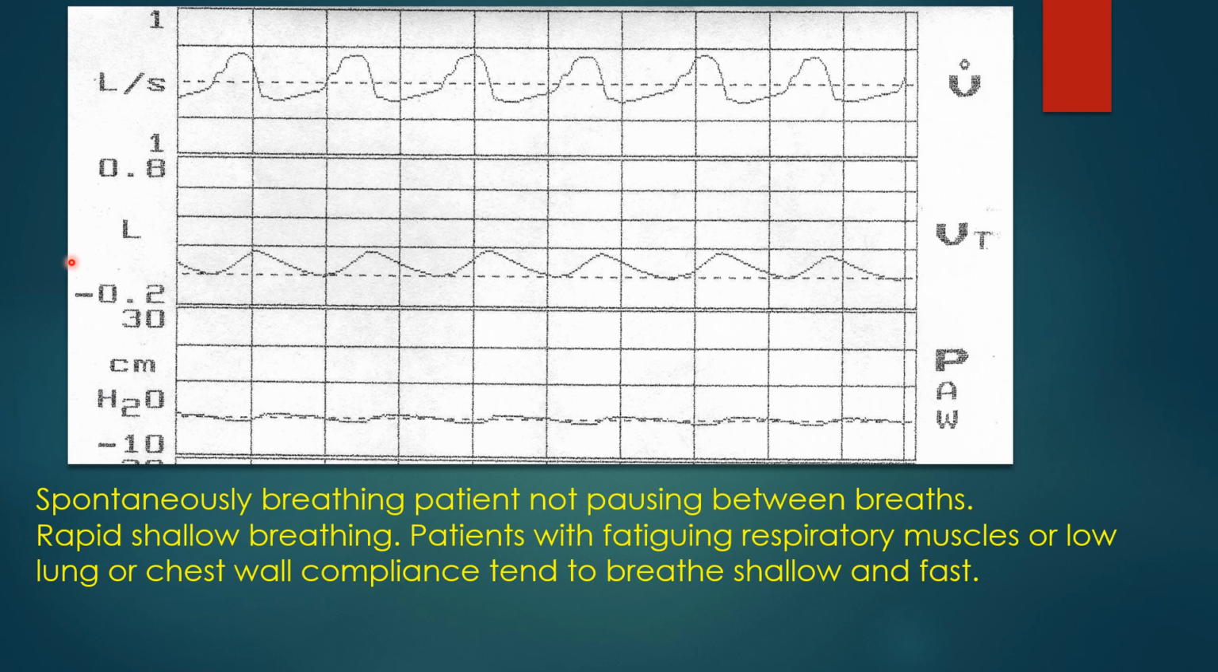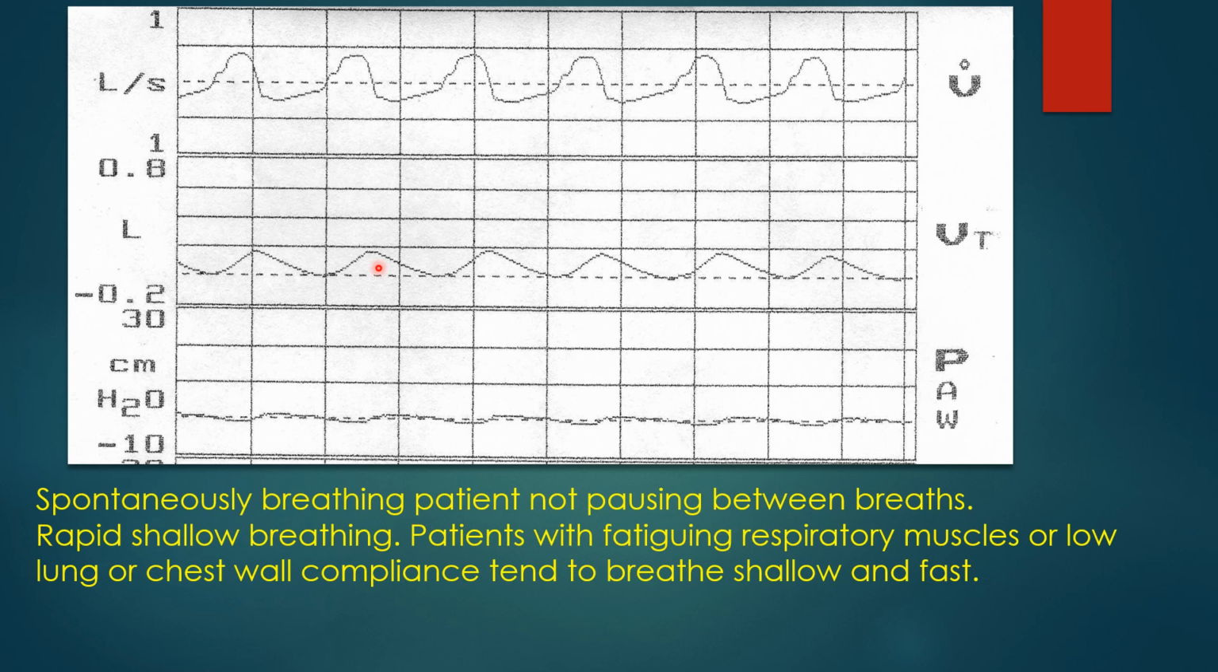Looking at the volume scalar on this waveform, we see that there is not a pause after exhalation. You also see that this patient is breathing a very small tidal volume. If this is 200, 400, 600, 800, his tidal volume is not even 200. And his respiratory rate must be fast because you see his cycle time is only about 1.5 seconds. So this patient is breathing a breathing pattern we call rapid shallow breathing. And that is not a healthy breathing pattern.